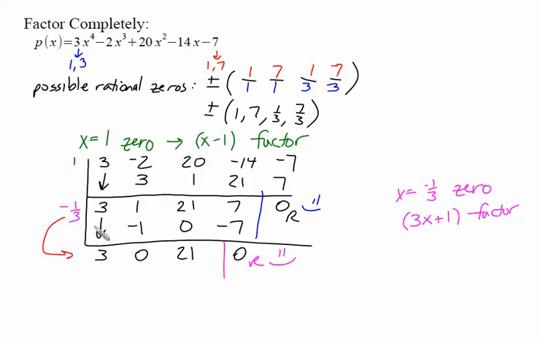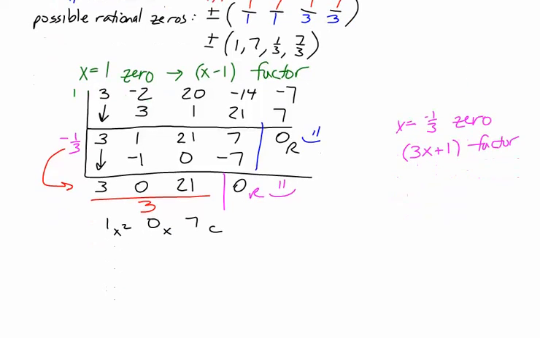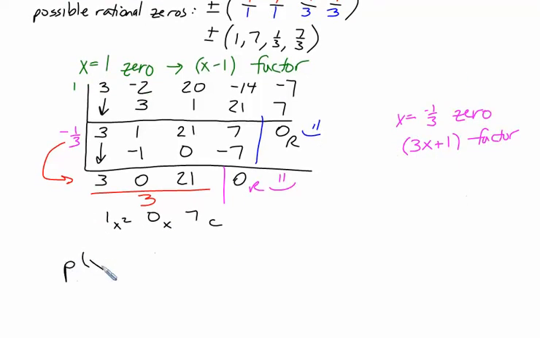Now remember, with synthetic division, when we're using a fraction, we have to divide only the quotient by its denominator. So here we're going to end up with a 1, 0, and a 7. This would be our constant, our x, and our x squared terms. So we could now say that our polynomial, p of x, is equal to, one of our factors was x minus 1. Another factor was 3x plus 1. And our final factor here is x squared plus 7.